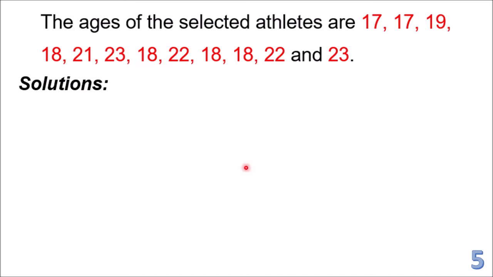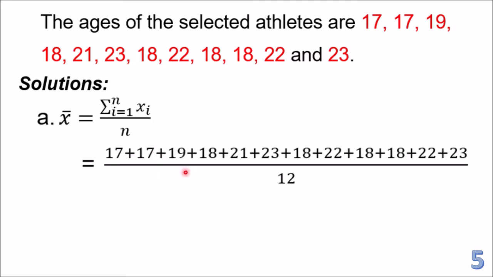Napakasimple lang din mag-solve ng mean. So just follow the formula, summation of the x sub i. In short, i-add lang natin lahat yung mga observations, yung ages ng mga different athletes or selected athletes. So, add lang, no? 17, 19, 18, 21, 23, 18, 22, 18, 18, 22, 23. I-add lang natin lahat ng yon and then divided by 12 kasi 12 lahat yung selected athlete. And then, ang sagot dyan, the sum of the age nilang lahat ay 236 divided by 12 kasi 12 sila. So the answer is 19.67. This is the mean. This is the average age of the selected athletes.